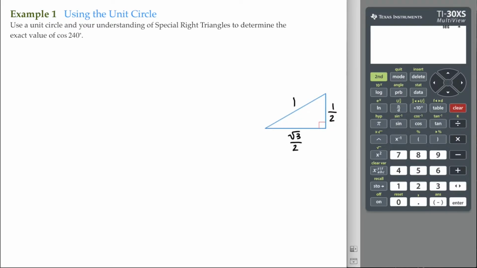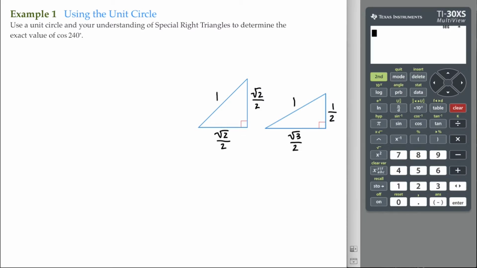The other special right triangle is the 45, 45, 90. If this is 45 degrees here, and this is 45 degrees here, and of course this is 90, 45 plus 45 plus 90 is our 180 degrees inside our triangle. But if this hypotenuse also has a measure of 1, then the length here is going to be the square root of 2 over 2, and the length over here is going to be the same. This is also the square root of 2 over 2. And these are exact measures for these lengths. Again, we'll talk about the approximations in a little bit.